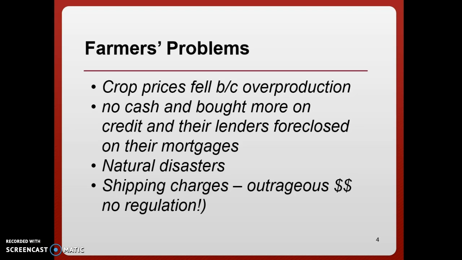A series of natural disasters are going to be occurring, and railroads are charging high amounts of money for short distance hauls, and so there's no regulation by the government on the businesses to limit those shipping charges. Farmers also struggle to have cash on hand, so they depend heavily on credit.